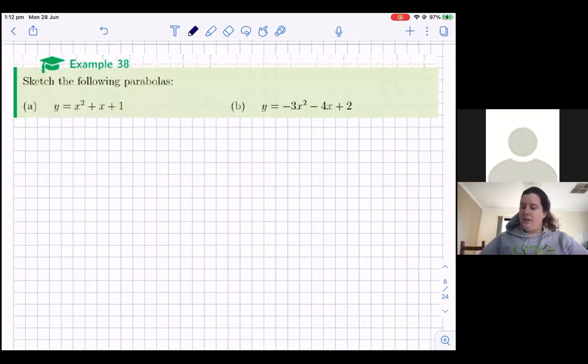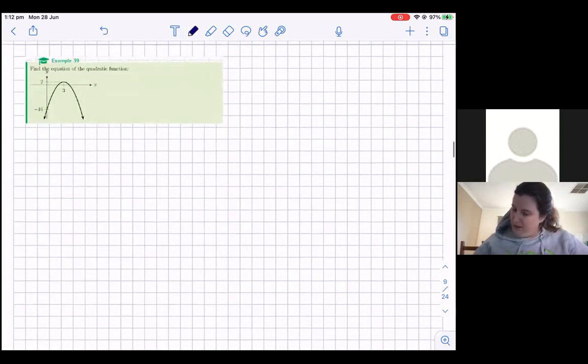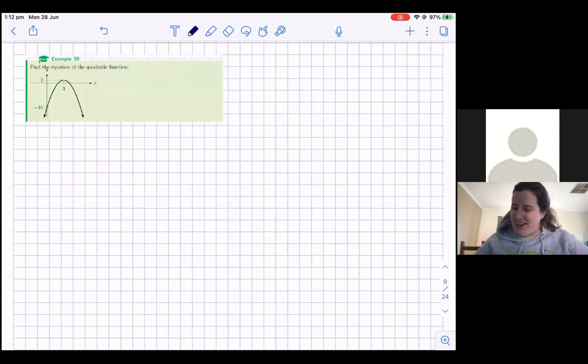Sketch these parabolas. Okay, I'm assuming that these won't come out nicely. I apologize. I'm going to skip these. You can always use Desmos to check your answers. I kind of wish I had a calculator.